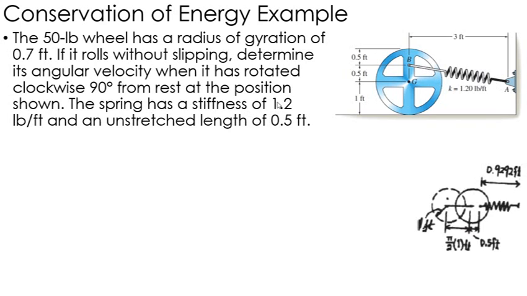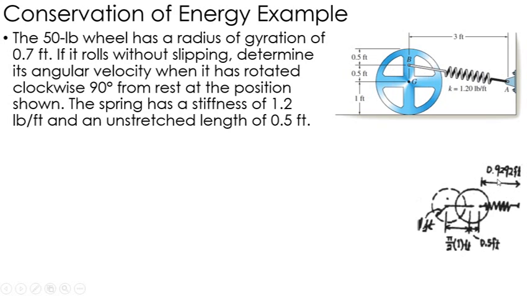So the first thing I want to figure out is how far it's going to roll for 90 degrees. That 90 degrees is pi over 2 radians. This wheel has a radius of 1 foot, so it rolls pi over 2 times 1 feet. That's how far the center of gravity rolls. Then B actually rotates down, so I have to add another half foot to that.